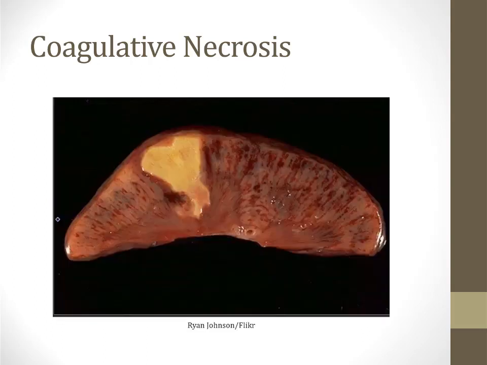This slide shows an ischemic infarct of the kidneys. You can see this white pale area. That is an area undergoing coagulative necrosis. If you could touch this kidney, you would see that this area is relatively firm compared to the rest of the organ. And that's the gross finding in an organ that has suffered from coagulative necrosis.